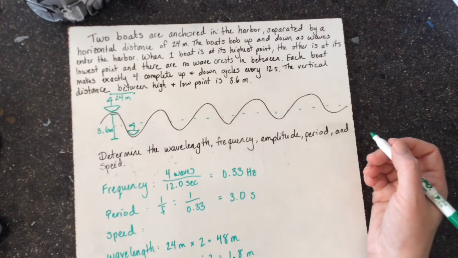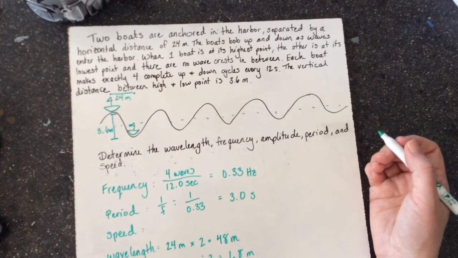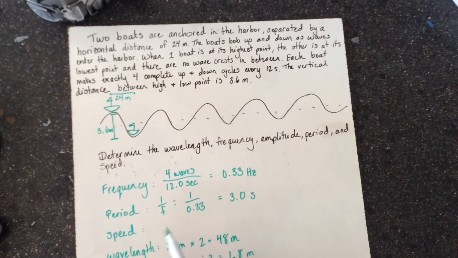And then the last thing is finding the speed of the wave. And there actually is a little formula for the speed. So the speed of the wave is equal to the wavelength, which is this symbol here, times the frequency.